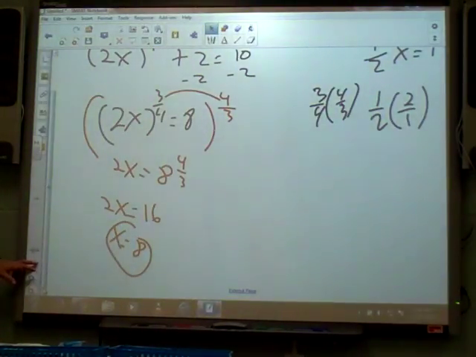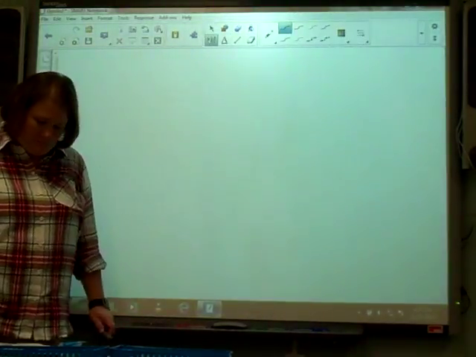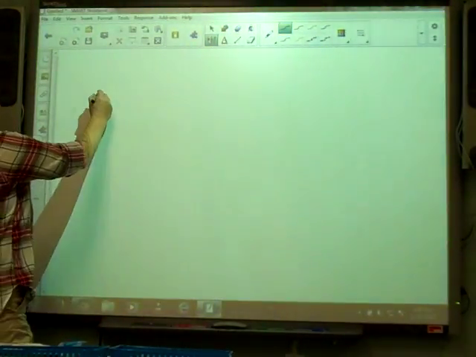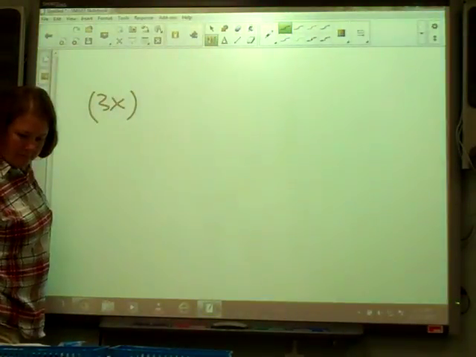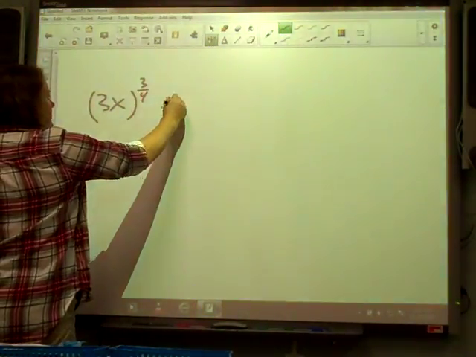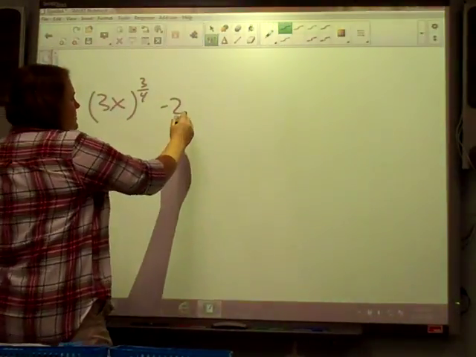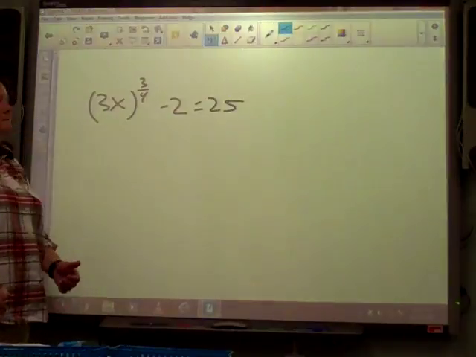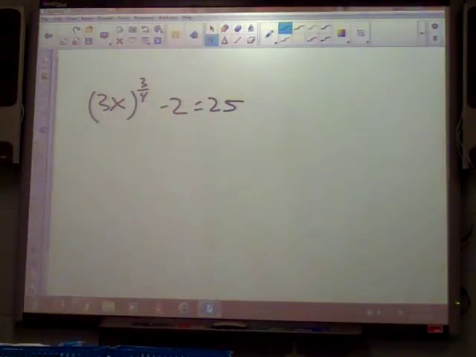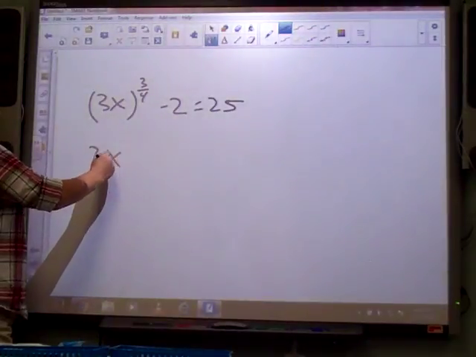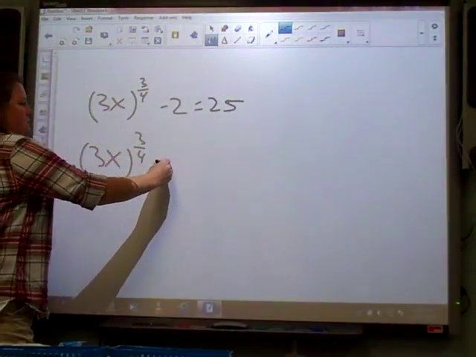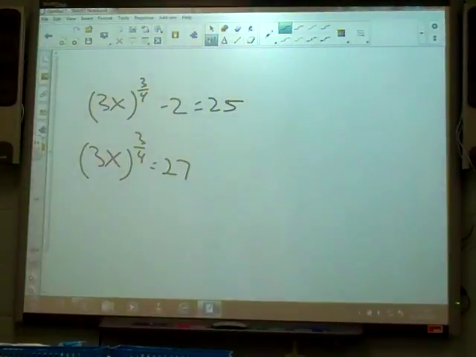Okay, got it? Let's look at 3x all to the 3/4 power minus 2 is equal to 25. What would we do first here? This is just like the problem we just did. Add 2. So it's going to give me 3x to the 3/4 power is equal to 27. Now I need to get rid of that 3/4 power. So what power am I going to raise this whole thing to? 4/3. We use the reciprocal, the 4/3.